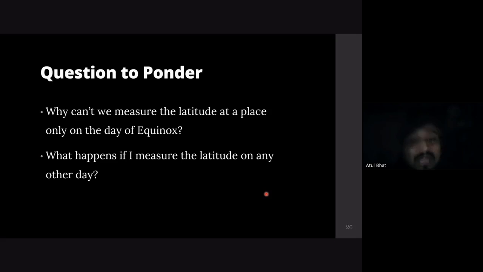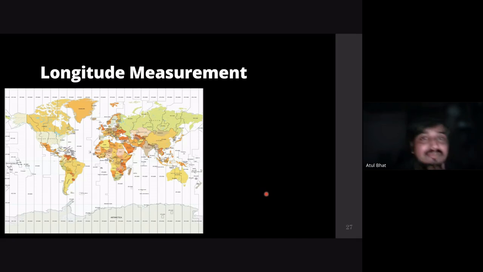But then what happens if I measure this on any other day? Will it make a difference? How far apart from equinox can I measure to get the same angle? These are the questions we need to ask as members of the science community or members of an astronomy club, and carry out these experiments on multiple days to get the true answers. So these are the things that you can ask.